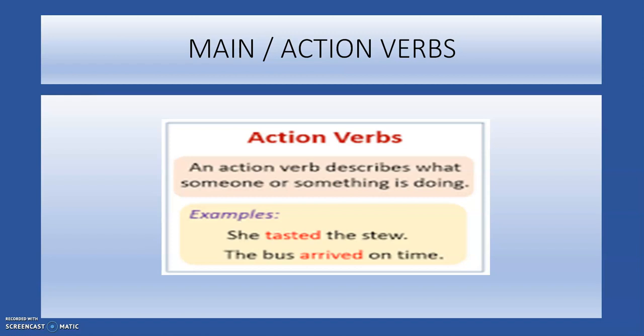So first of all, we begin with the main or the action verbs. What are they? An action verb describes what someone or something is doing. Here are examples. She tasted the stew. The bus arrived on time. We have also seen in our previous examples different action verbs like play, run, bark, sleep. All these are action words that are telling us the action which the noun or the pronoun is doing.